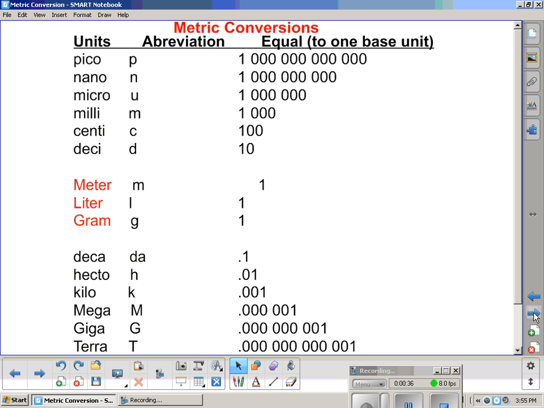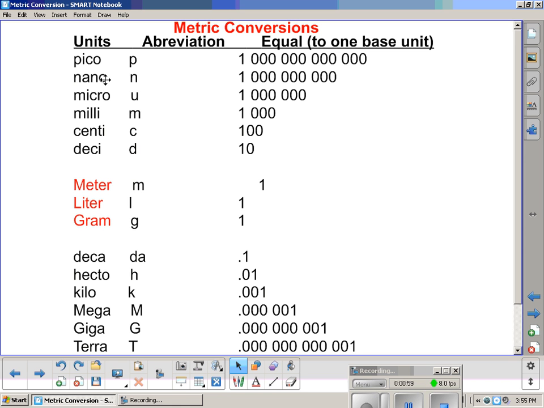So here I've created a table with the smallest metric units at the top, and as you go further down, the units get bigger and bigger. So picometers, for example, could be used to measure the bond length between two atoms, the distance between the nuclei of two separate atoms that are bonded together.